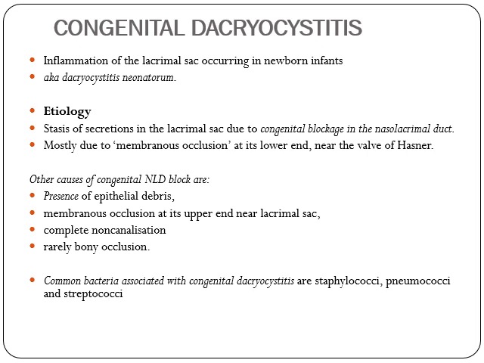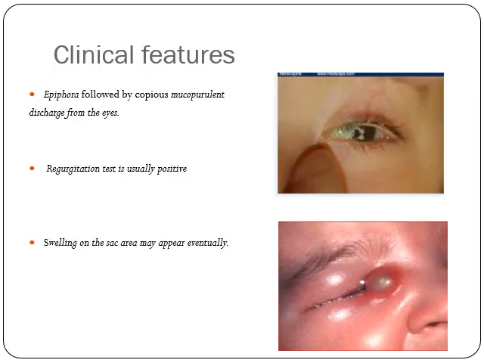The common bacteria associated with congenital dacryocystitis are Staphylococci, Pneumococci, and Streptococci. The clinical features of congenital dacryocystitis are epiphora, which develops after 7 days of birth and can be followed by copious mucopurulent discharge from the eyes, as shown in the first image. There is mucopurulent discharge on regurgitation. That is, the regurgitation is usually positive.